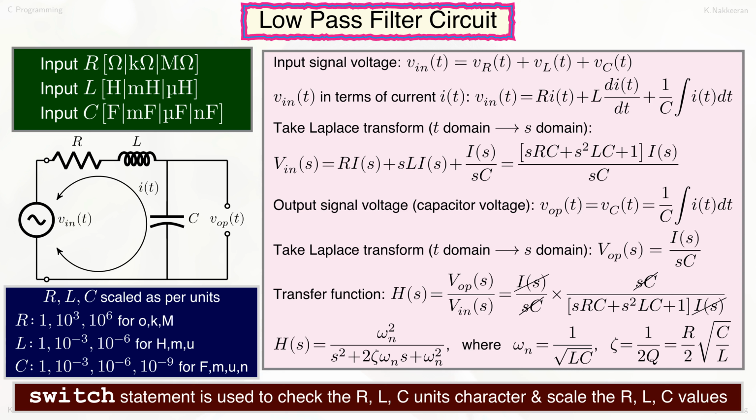Inductance L units can be Henry or millihenry or microhenry. Character H or M or U can be input as the units for the L value, and in the C program, using a switch statement, the input units character can be checked and the input L value can be appropriately scaled to a value in Henry. Capacitance C units can be farad or millifarad or microfarad or nanofarad. Character F or M or U or N can be input as the units for the C value, and in the C program, using a switch statement, the input units character can be checked and the input C value can be appropriately scaled to a value in farad.